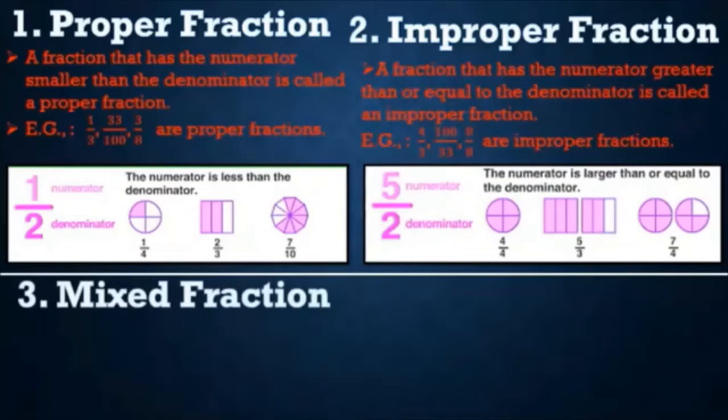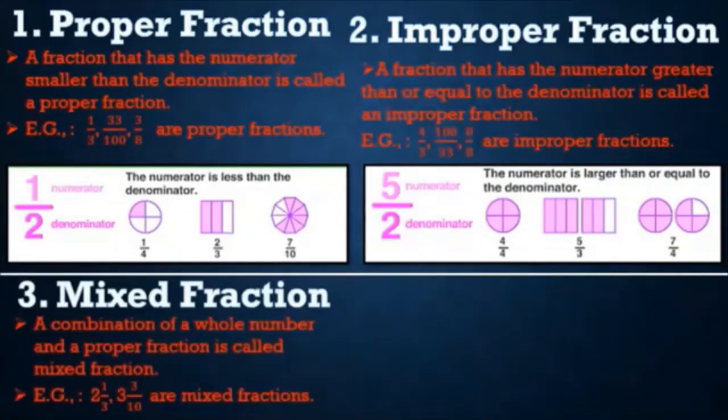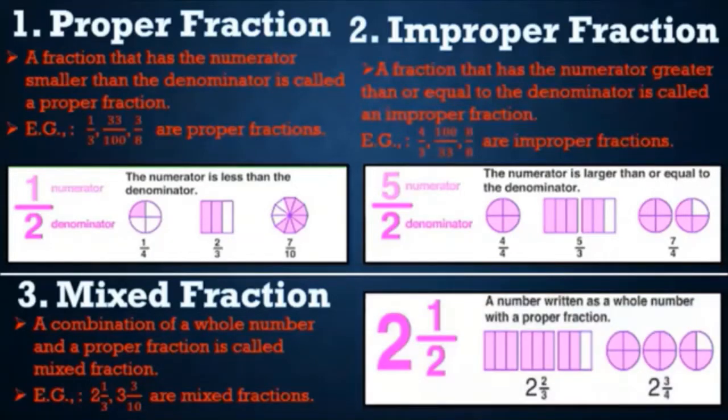Our third type of fraction is mixed fraction. A combination of a whole number and a proper fraction is called a mixed fraction. For example, 2 1 by 3 and 3 3 by 10 are mixed fractions. 2 1 by 2 is also a mixed fraction. Our fourth type of fraction is like fraction. Fractions having the same denominator are called like fractions. For example, 1 by 10, 7 by 10 and 3 by 10 are all like fractions.